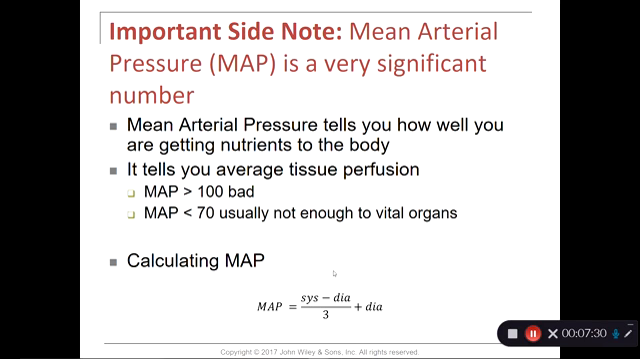Mean arterial pressure, forgive me. Mean arterial pressure is determined by this little equation right down here: systolic pressure minus diastolic pressure, divided by 3, all of that added to diastolic pressure. If you calculate this and you get a higher number, a MAP, mean arterial pressure, greater than 100, that's bad. That's too much pressure. You're doing some bad things to your body. If you get a mean arterial pressure less than 70, then you're not getting perfusion into the vital organs, and that's a bad thing. Remember, perfusion is getting the nutrients in and the waste products out.